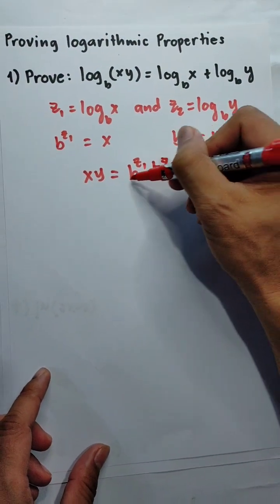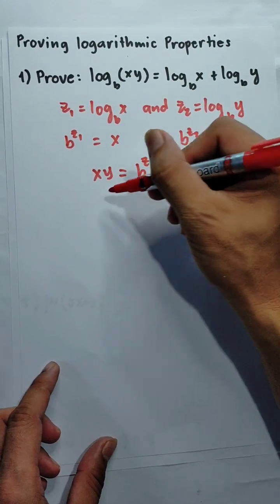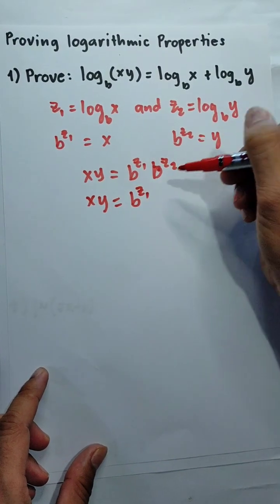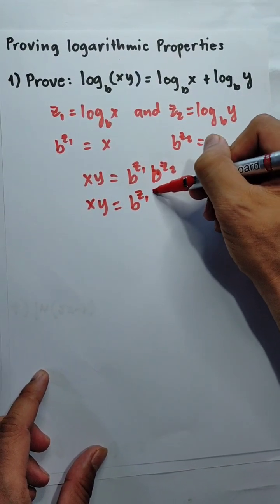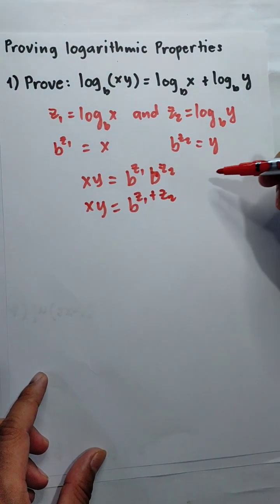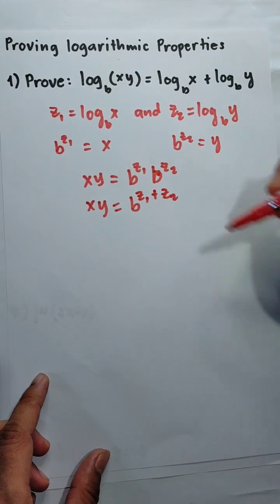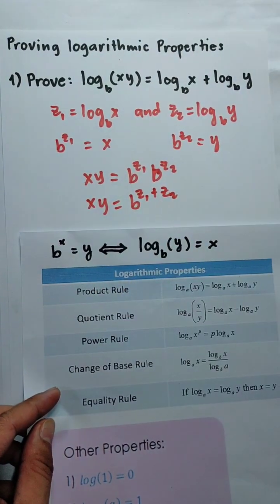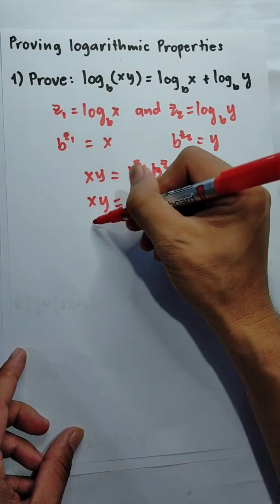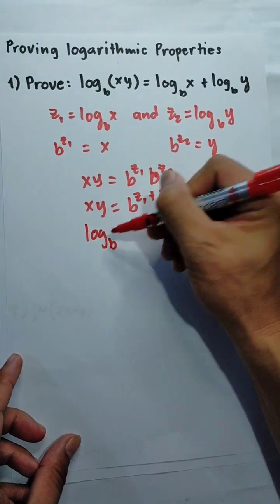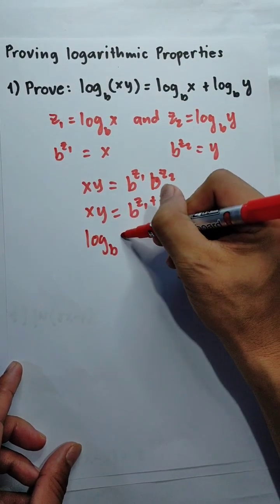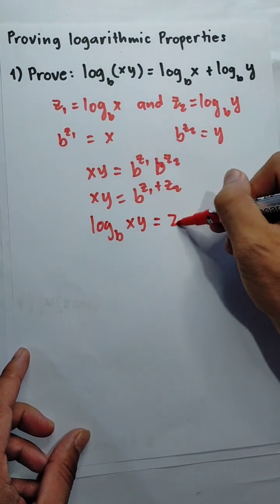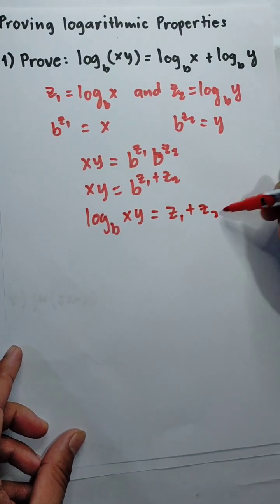Now, since they have the same base, we can add their exponents. So xy equals b to the z sub 1 plus z sub 2. Now this time we can apply again the definition of the logarithm to this exponential equation. So we have log base b of xy is equal to z1 plus z2.